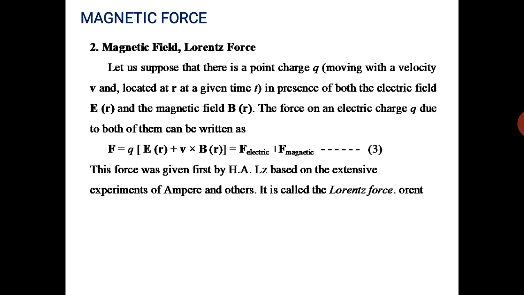So in the previous class we discussed the magnetic force. The magnetic force on a moving charge is Q times V cross B, where V is the velocity of the charged particle and B is the magnetic field. The electric force is Q times E.